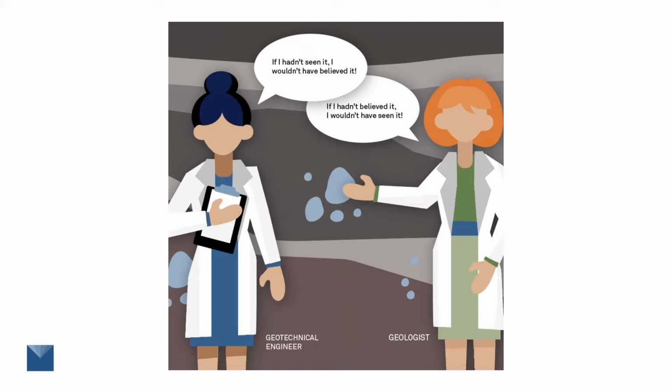My dad loves to tell a little joke to us. Here's how the joke goes. There's a geotechnical engineer and a geologist out standing by some geological formations. The geotechnical engineer says, if I hadn't seen it, I wouldn't have believed it. And the geologist says, if I hadn't believed it, I wouldn't have seen it.